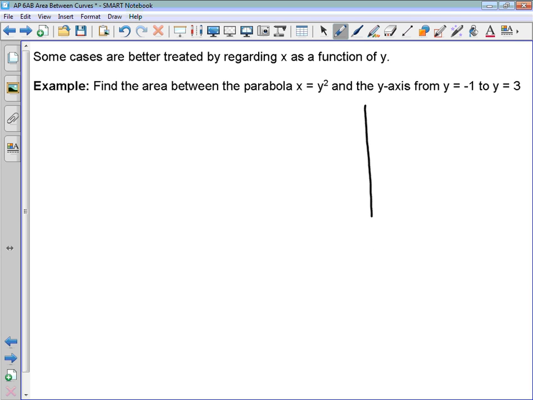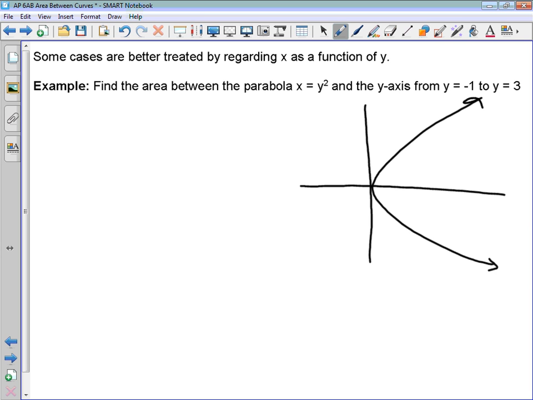Well, if we sketch the graph, this is kind of the inverse of y equals x squared. This would be x equals y squared. And they want us to find the area between this curve and the y-axis from y equals -1 down here up to y equals 3 up here. So basically they want us to find this area over here.